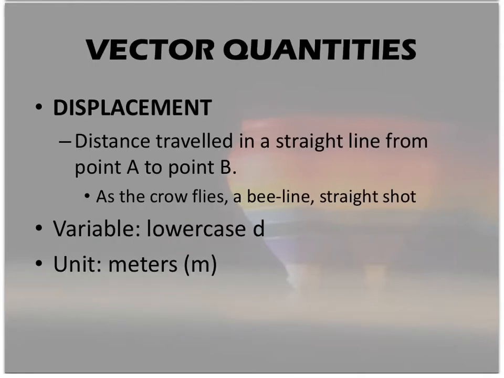So let's get some definitions of some of these basic vector quantities. Displacement is the distance traveled in a straight line from point A to point B. Some cliche terms for displacement: as the crow flies. If a crow flies, it flies above the trees in a straight line. Or a beeline is the line from a bee to its hive. A lot of times you'll hear it, I made a beeline for the door. It's a straight line or a straight shot.